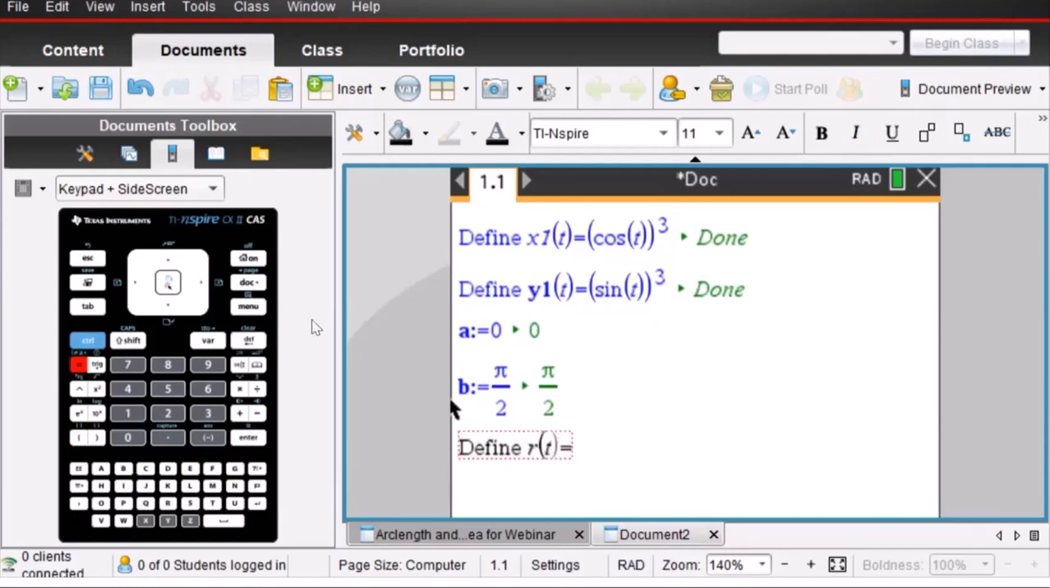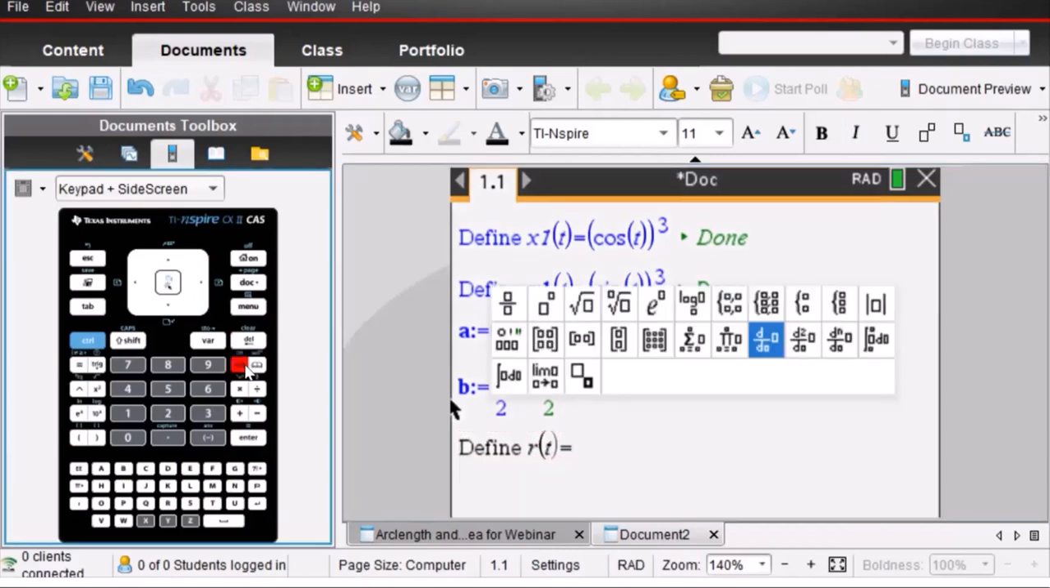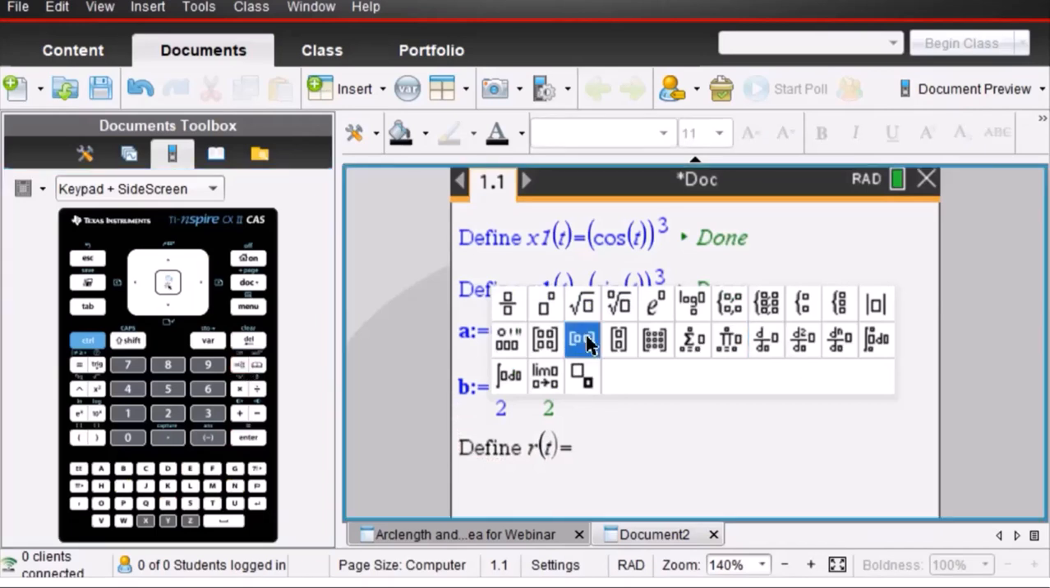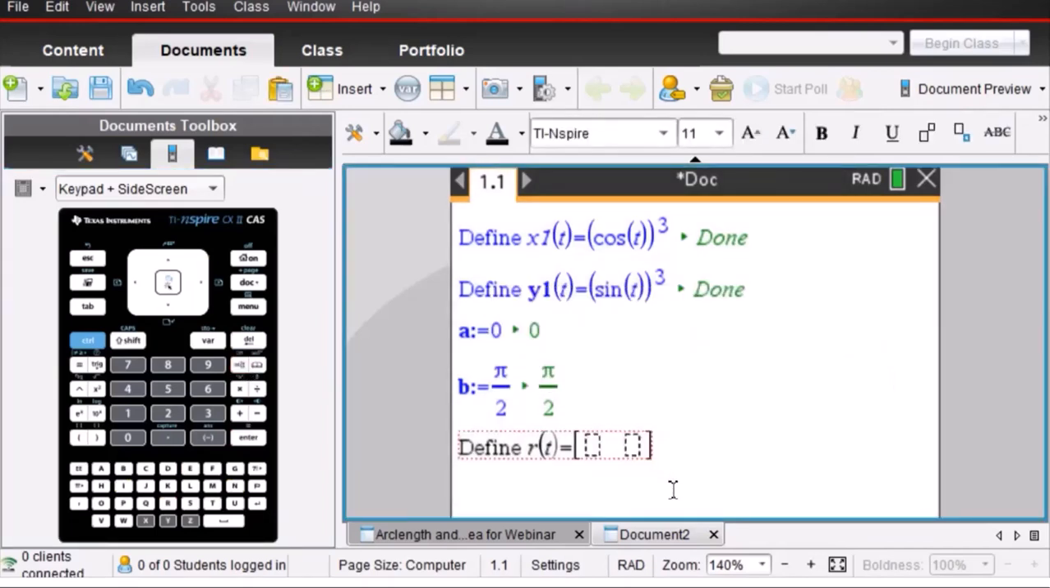For this one, I want to get a matrix. A matrix is going to be what? A 2 by 1 matrix. Sorry, a 1 by 2 matrix. So we can get that from the template next to the book icon. So what am I going to type in there? x1 of t and y1 of t.